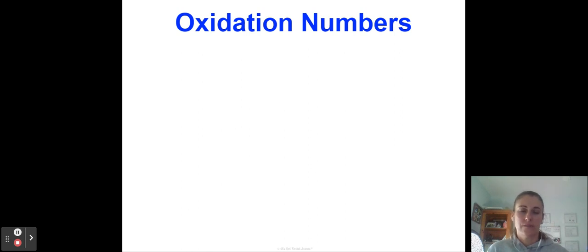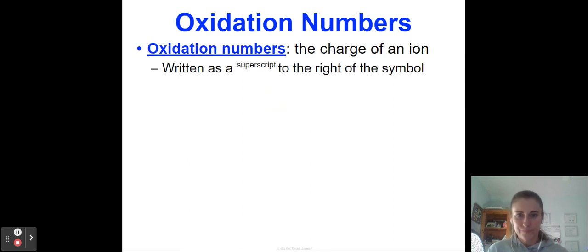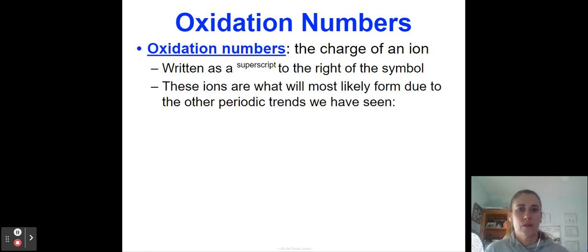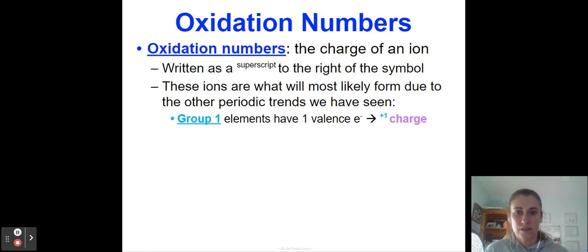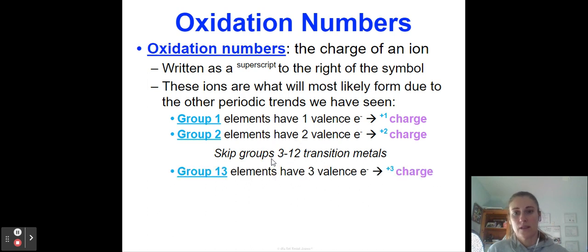Oxidation numbers, I don't use that term too often, but you will see that. It's just charges. So it's the charge of an ion. It's written as a superscript to the right of the symbol. These ions are what will most likely form due to other periodic trends we have seen. Group 1 forms a +1. Group 2 has a +2, and this depends on how many valence electrons they have. Group 1 will lose an electron to have a full outer shell. Group 2 will lose 2 electrons. We skip our transition metals. They don't follow this pattern as nicely.